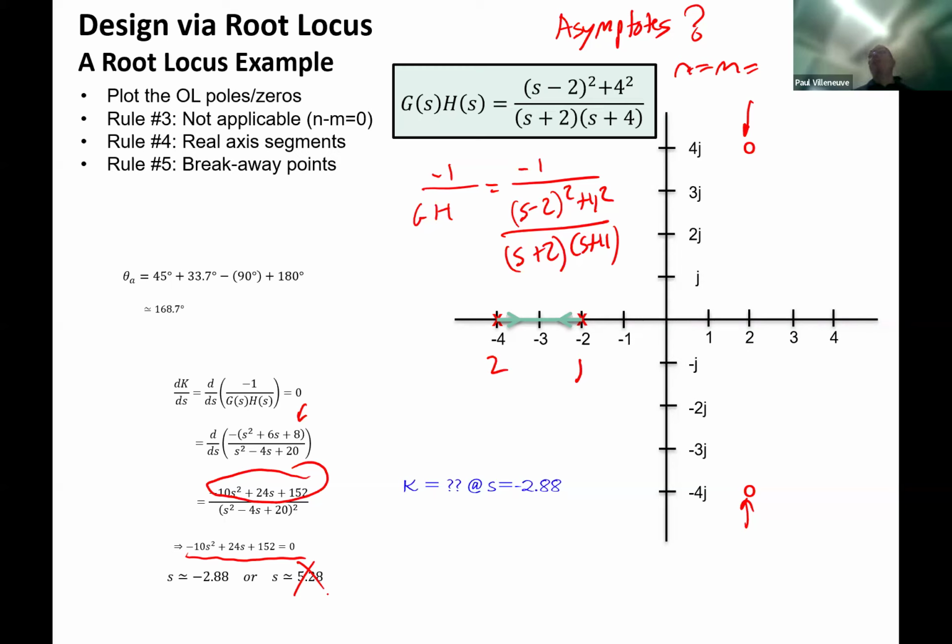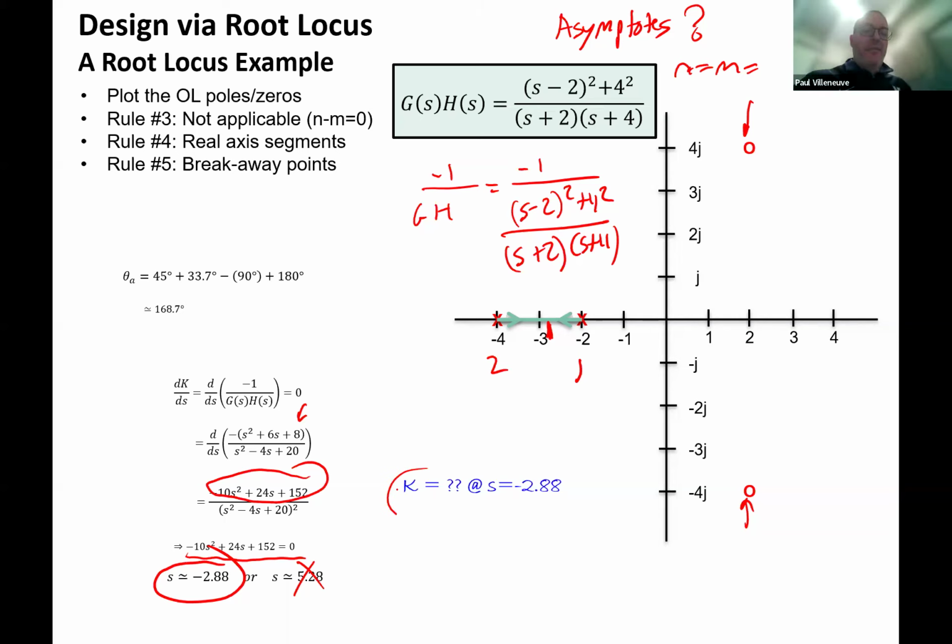It's not that it's unstable. It's, does a root locus live on the real axis over here? No, it only lives here. So how can you break away from the real axis if you're not there in the first place? So we know that this has to be a valid point because it's minus 2.88. That's the only place that it can realistically break away. So our breakaway point is minus 2.88.